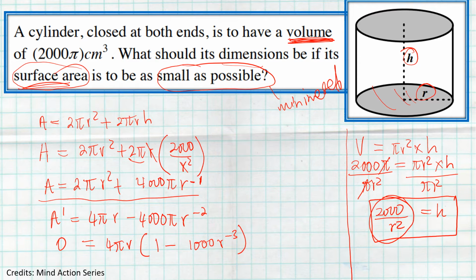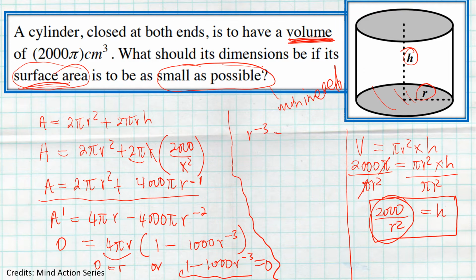Okay, when we take out the common factor 4 pi r, so 4 pi r will be equated to 0, and our r there will be equal to 0, or 1 minus 1000 r exponent minus 3 will be equal to what? Will be equal to 0, right? So now it's just a matter of solving for r that side. So r exponent minus 3 will be equal to 1 over 1000. So when we take 1 to the other side and divide by 1000 both sides, r exponent minus 3 is equal to 1 over 1000.